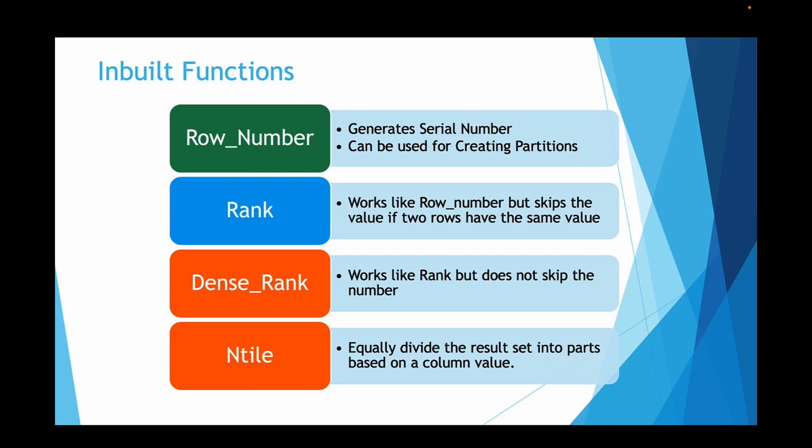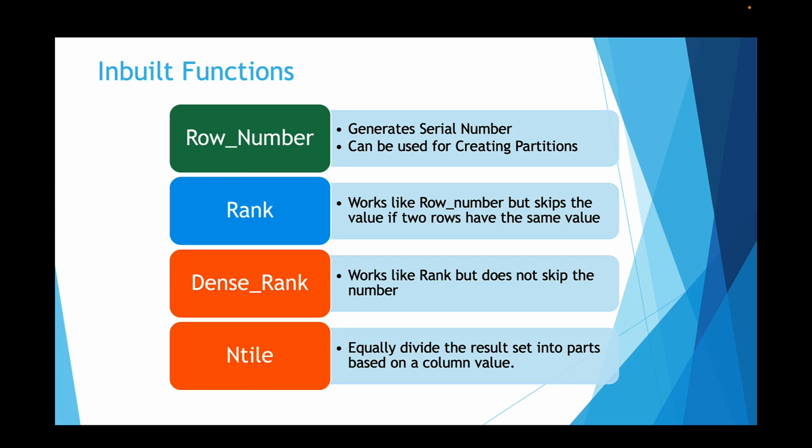So the first function we'll talk about is row number. Row number technically generates a serial number, just like 1, 2, 3, 4, and we can also use the row number to create certain partitions of the data, which we'll see. The partitions could be generated based upon any column or any criteria.